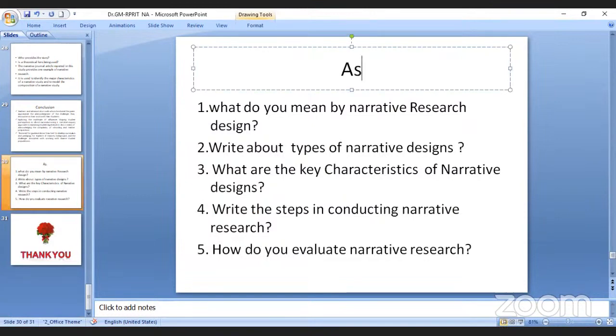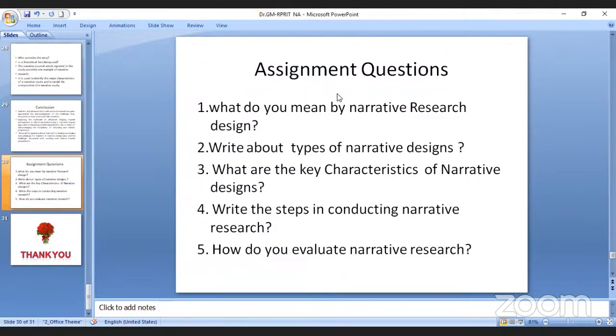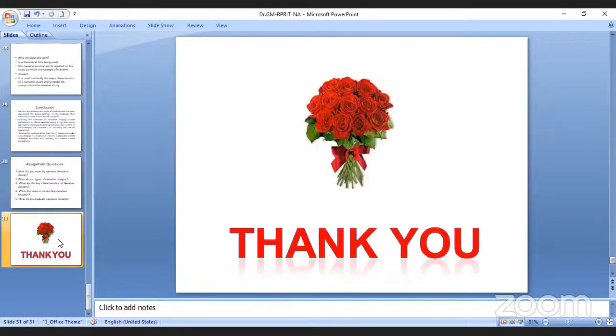These are the assignment questions. First one, what do you mean by narrative research design? Second one, write about types of narrative designs. Then what are the key characteristics of narrative designs? Then write the steps in conducting narrative research. Then the last one is, how do you evaluate narrative research? Thank you.